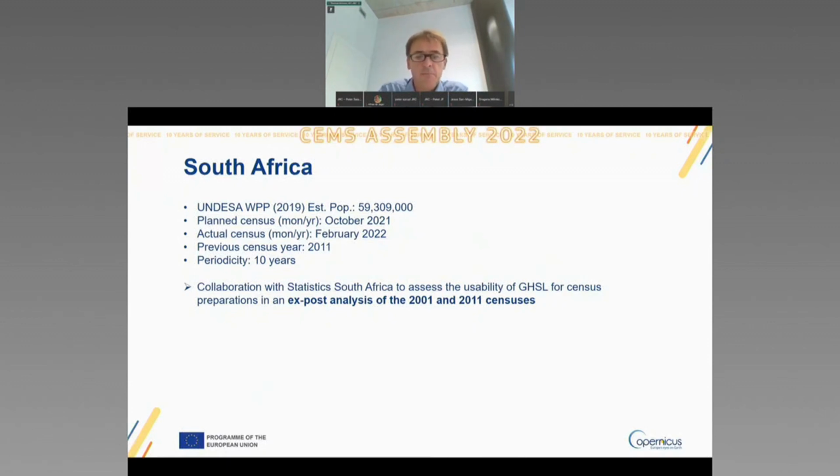But nevertheless, South Africa said, look, we were not really fully exploiting the use of Earth observation in the census. So can you help us with an ex post analysis? We share with you the past censuses and these enumeration areas. Please tell us how we can maybe improve for the future. And I'll show you some of the findings that we got.